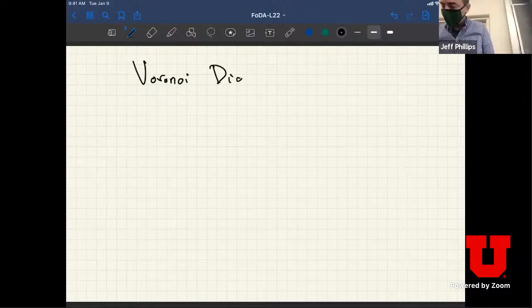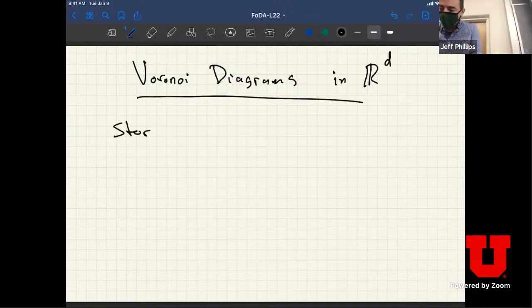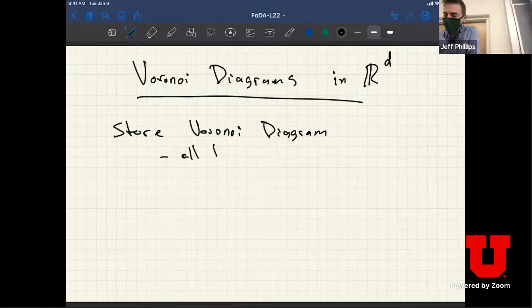Voronoi diagrams in R^D. Okay, so in order to store the Voronoi diagram, I have to store all the boundaries, right? Remember, I had two points C2 and C3, and I need to store this boundary.